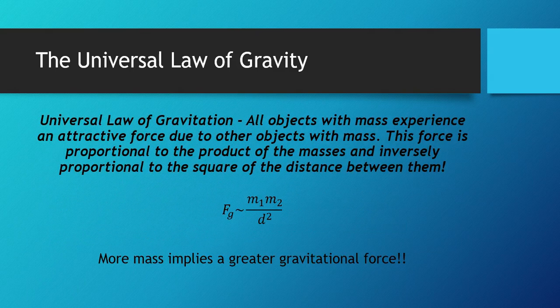The universal law of gravitation just says that all objects that have mass experience some force due to other objects with mass. That force is proportional to the product of the masses and inversely proportional to the square of the distance between them. So what that means is that if you have more mass, you have a greater gravitational force. But it also just means that if you have two objects with mass, there's a gravitational force between them. It does not matter what two objects those are or how far apart they are. That gravitational force still exists. It could be really, really small, but it is not zero.